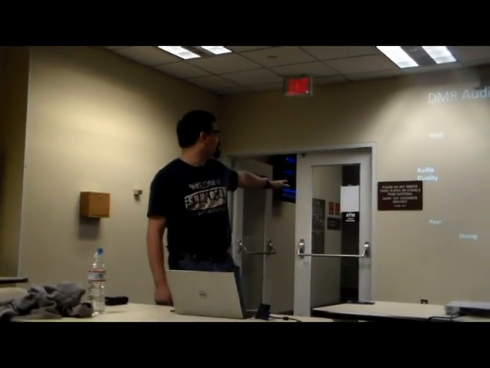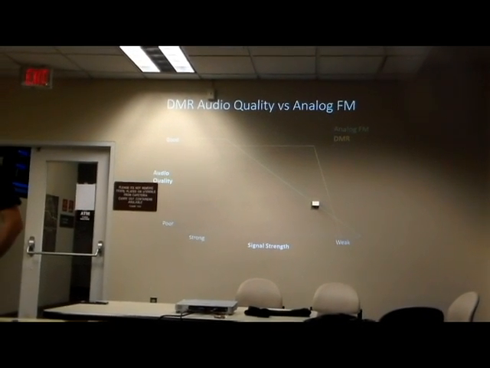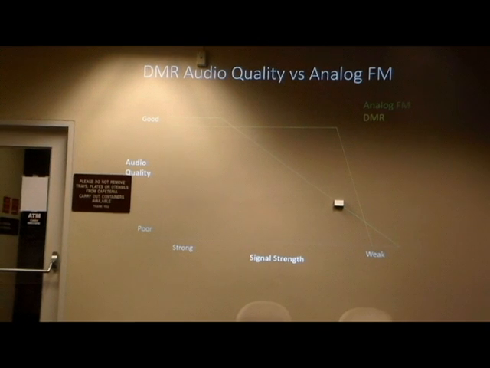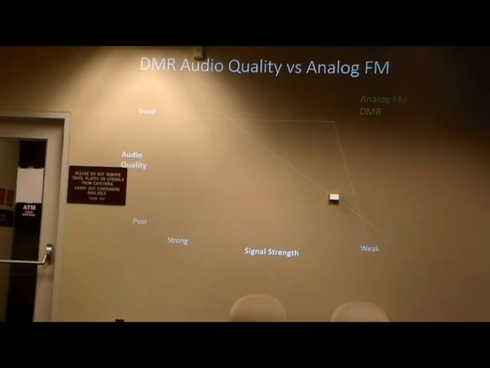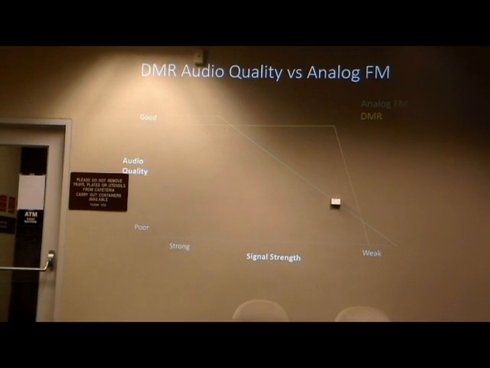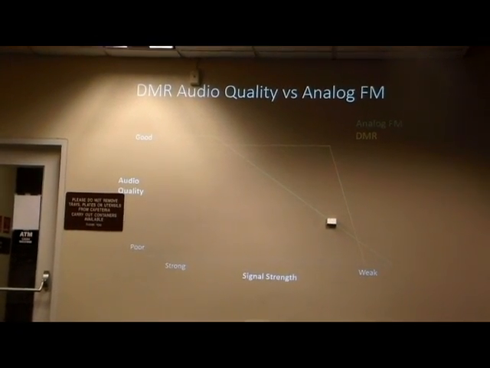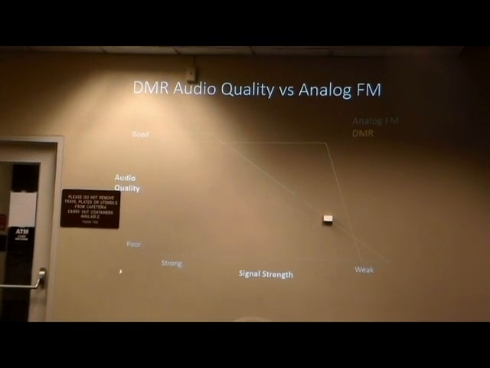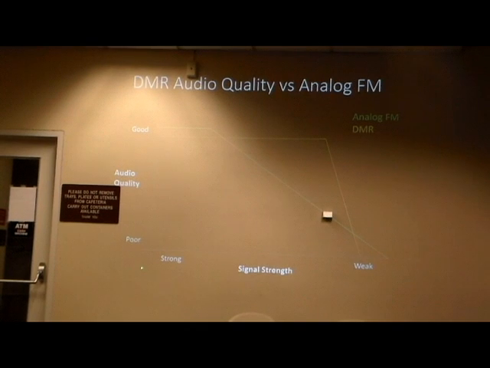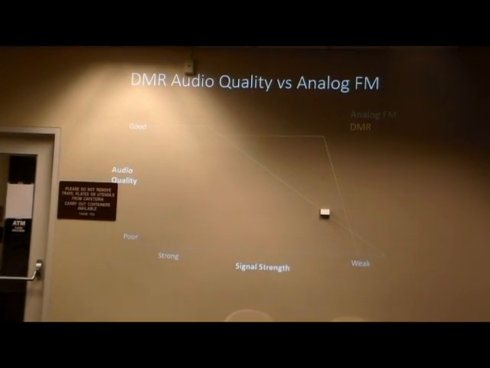So this is a totally unscientific graph. This was originally taken from some Vertex Standard slides, but they were heavily propagandized towards DMR, so I adjusted it a little bit to hopefully reflect reality a little bit more. So, if you take audio quality on this axis and signal strength, and I realize this is kind of reversed, but kind of as you're going further away, weaker.